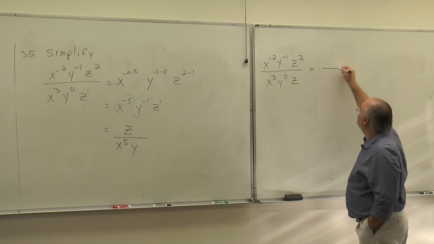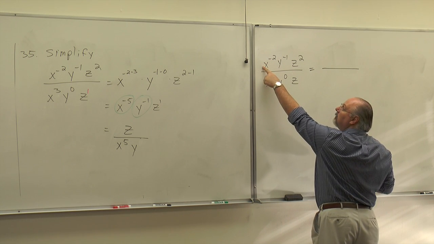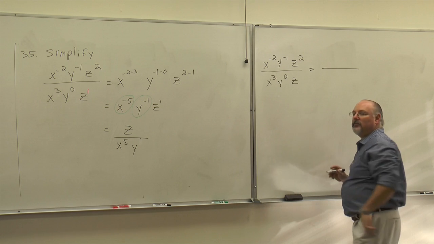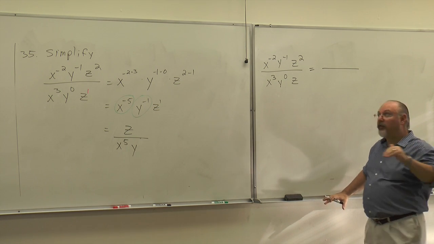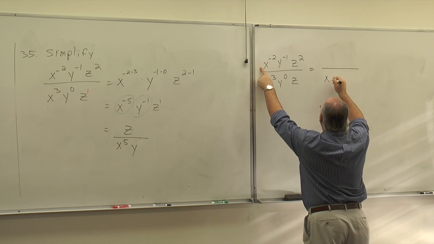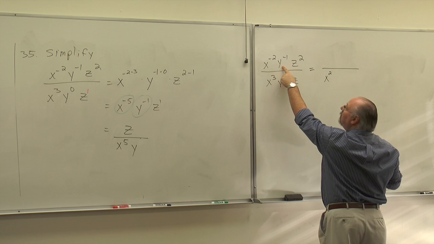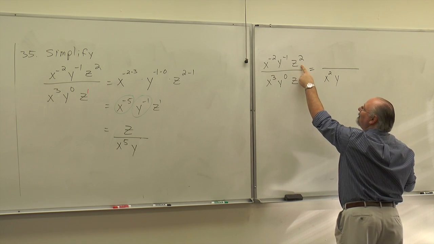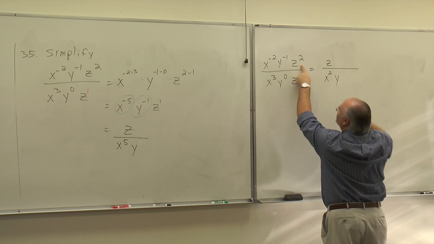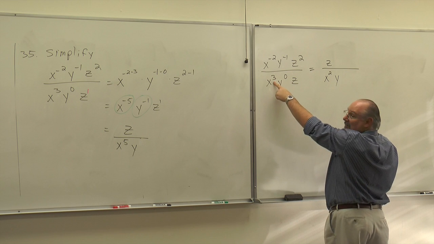All right? So x to the negative 2, stay or go? Go, right? It's got a negative exponent, so it flips down to the bottom as x squared. Y to the negative 1? Go. Flip, right? Y to the 1st. Z to the 2nd? Stay. X to the 3rd? Stay, because it's a positive exponent.